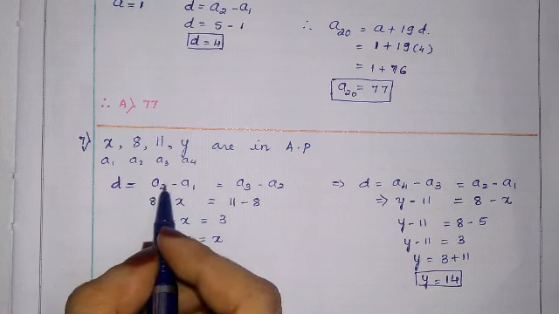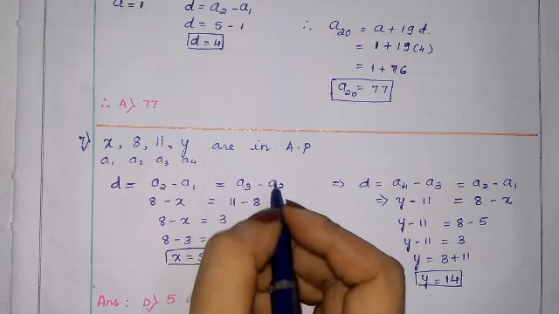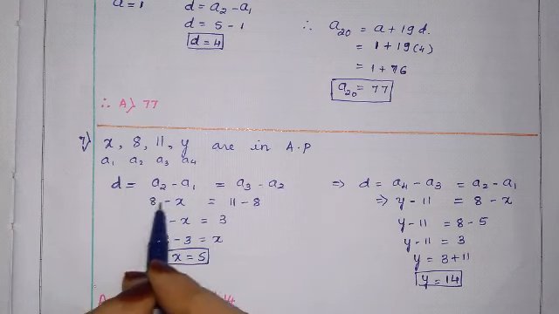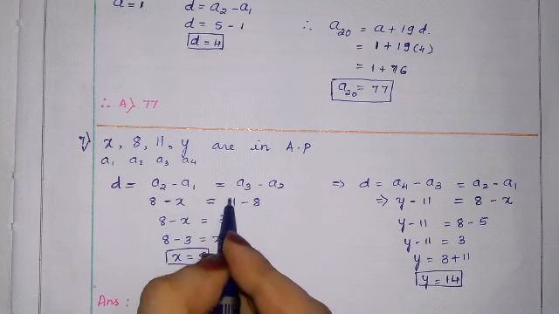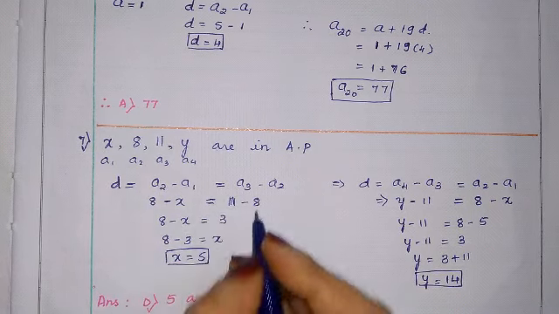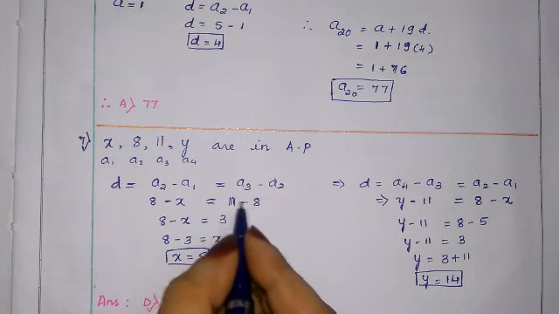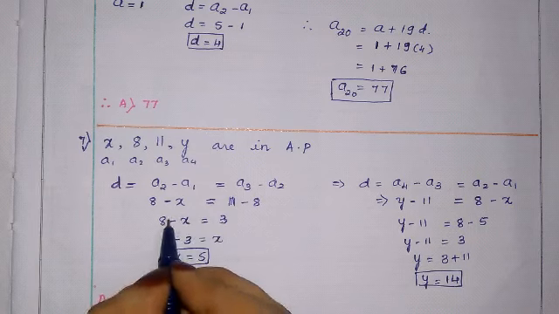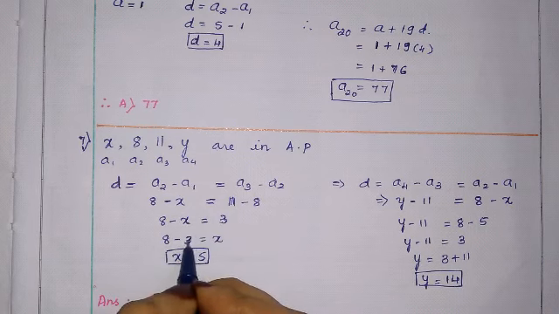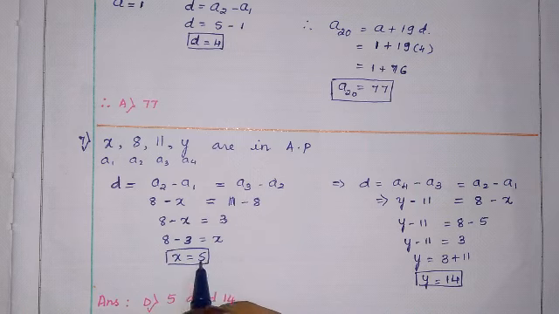So d is equal to a2 minus a1, which is also equal to a3 minus a2. a2 is 8 minus a1 which is x, is equal to a3 which is 11 minus a2 which is 8. 8 minus x we cannot solve as it is. 11 minus 8 is 3. So 8 as it is, minus x equals 3. Taking x this side and 3 that side, x is equal to 8 minus 3, which is 5.